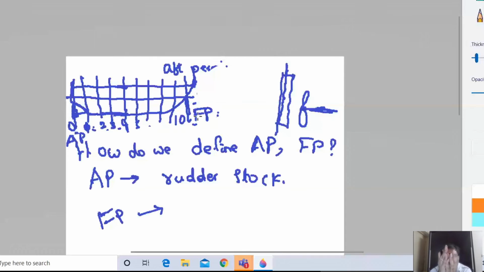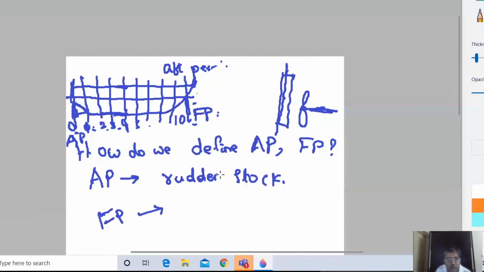So when we get a ship, we define its aft perpendicular like this, forward perpendicular like this. We divide it usually into 10 equal intervals, and starting from 0 to 10, you will have 11 stations. This is a general method followed in shipyards anywhere. So you will have these stations from 0 to 10 at equal intervals, with 0 as the aft perpendicular and 10 as the forward perpendicular.